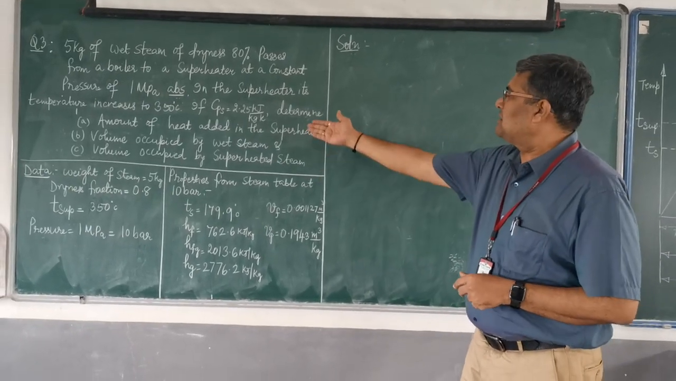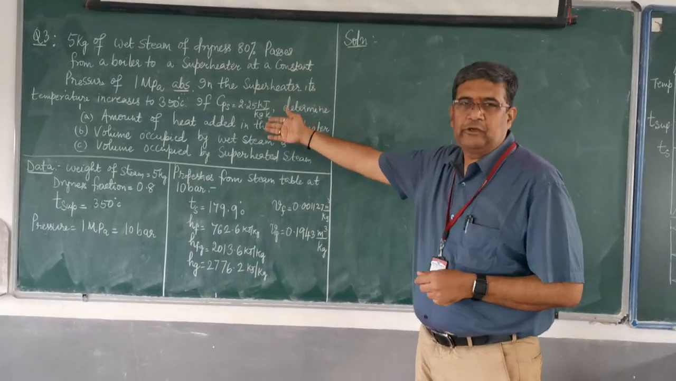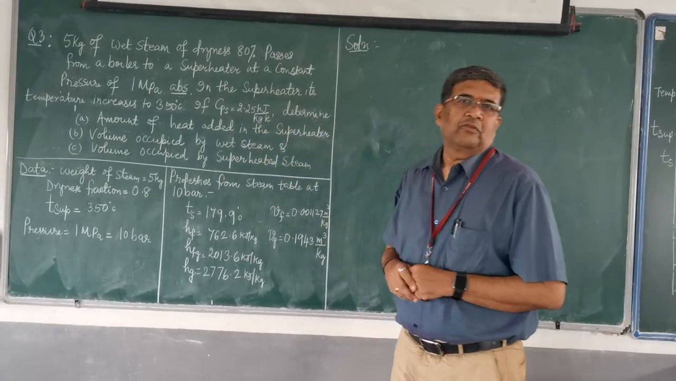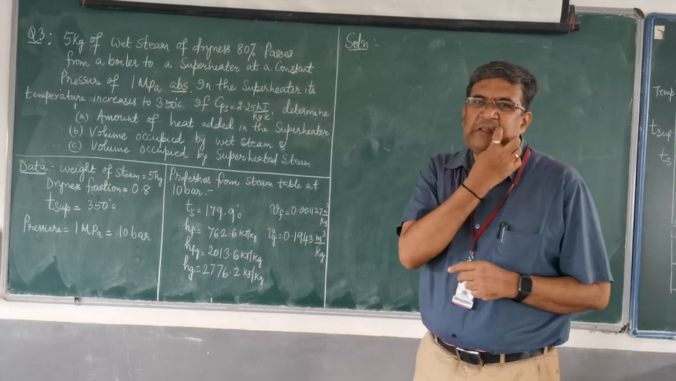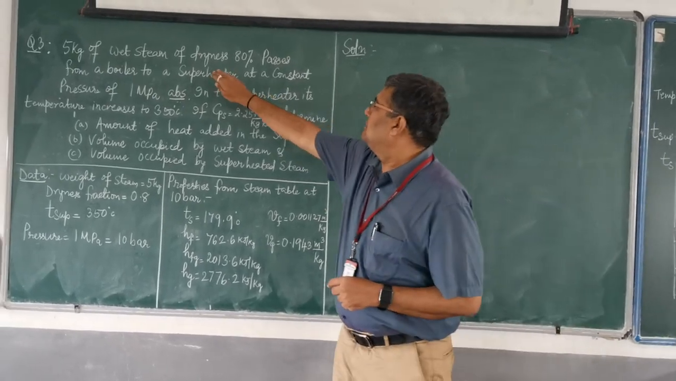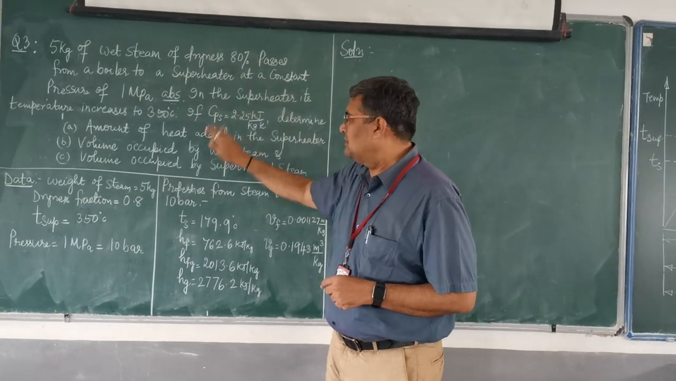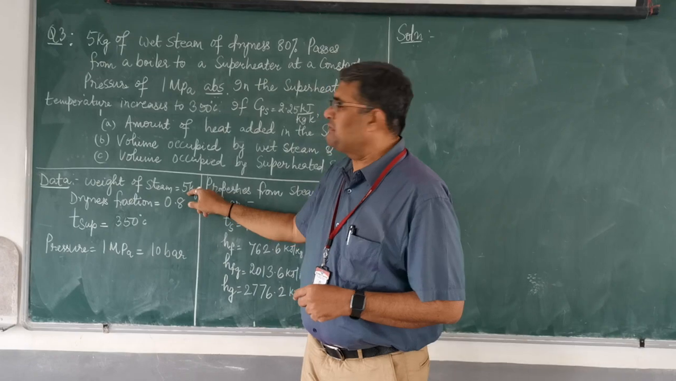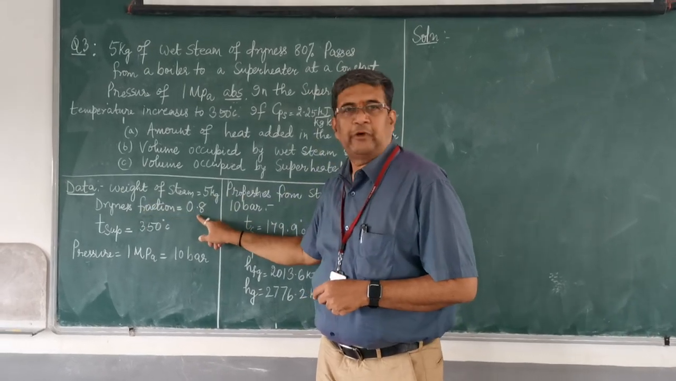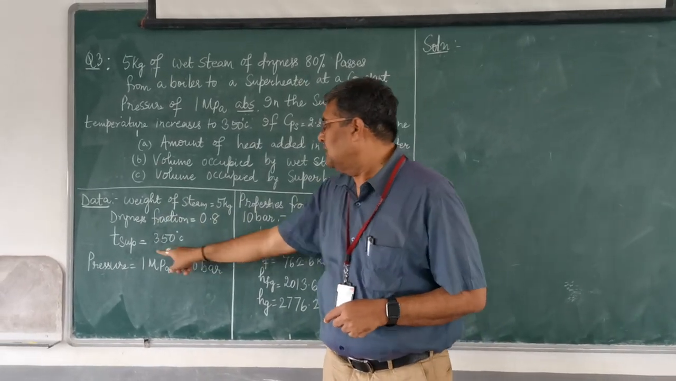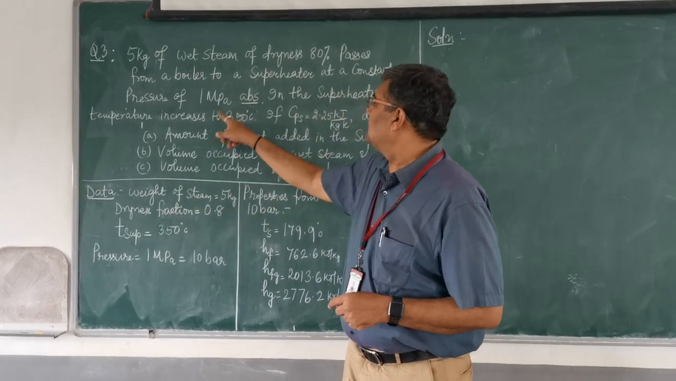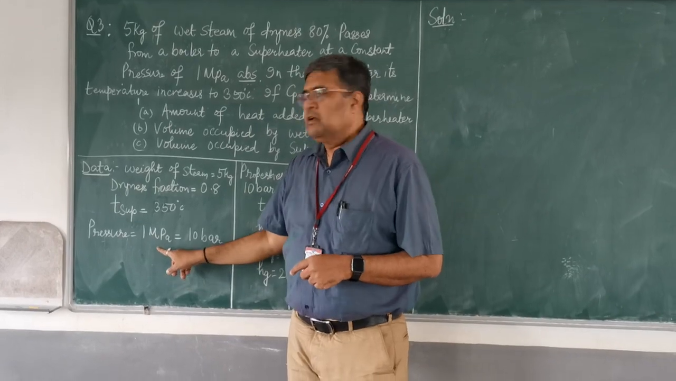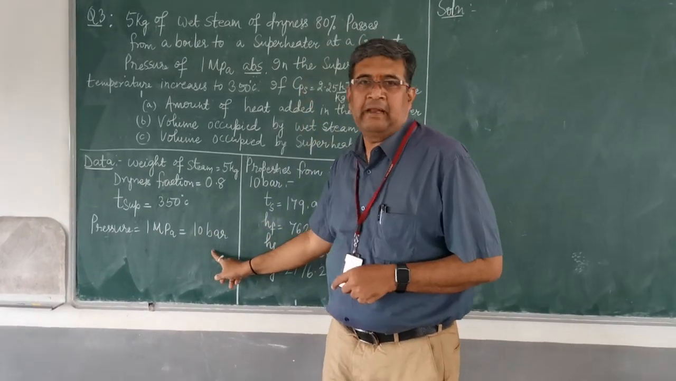If the specific heat capacity of superheated steam is again 2.25 kilojoules per kg Kelvin, you are required to find out these three. Okay. So what it means is, first thing is, again, because of the dryness fraction, we have seen what is the data. Weight of the steam is 5 kg. Then the dryness fraction is 0.8, that is 80%. Then the superheated temperature is given as 350 degrees centigrade, and the pressure is 1 megapascal. Please remember, 1 megapascal is nothing but 10 bar.